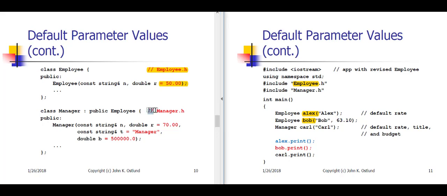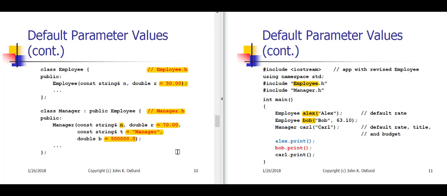Here in the manager class, which is defined in the manager header file, for the constructor, I'm still requiring that a name be specified for the manager. That name will simply be passed down to the employee class constructor. My default rate I'm specifying as $70 per hour, again using an equal sign and a value. And likewise, the title is going to be manager by default, and the budget is going to be $500,000 by default.